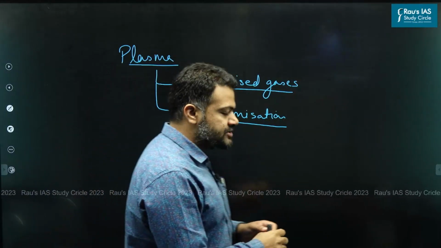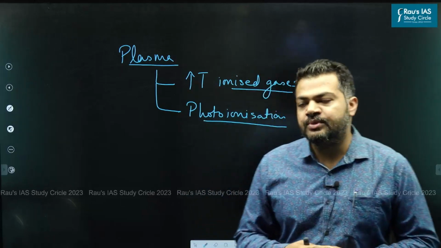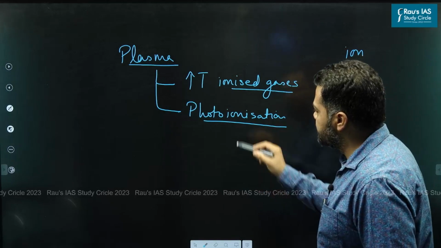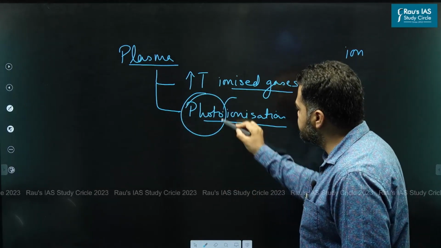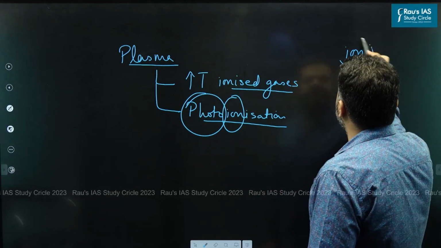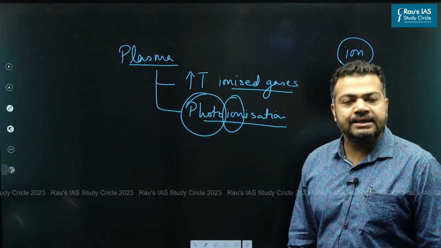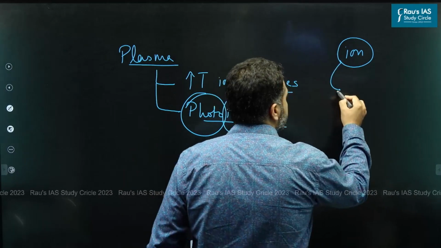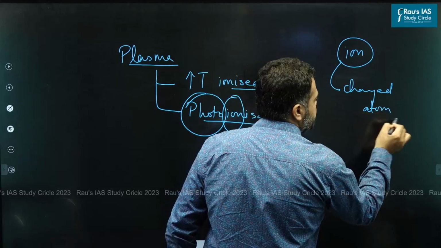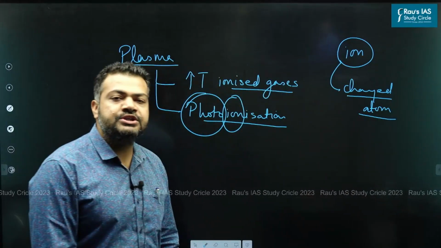Now basically, let's try to break down this term so that all of us are able to understand it clearly. Now what exactly is an ion? You can see some keywords here. We can see the word photo here. We can see the word ion here. So let's try to break down the things here. What is the meaning of the word ion first? What is an ion, guys? An ion is nothing but a charged atom.